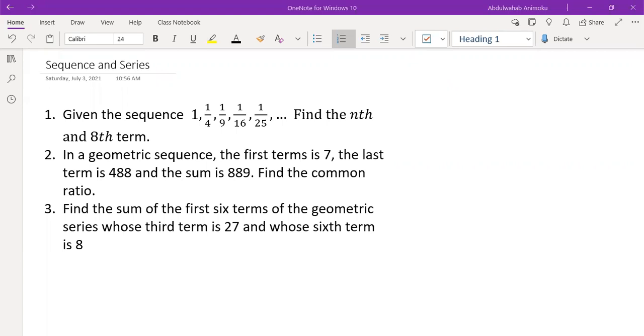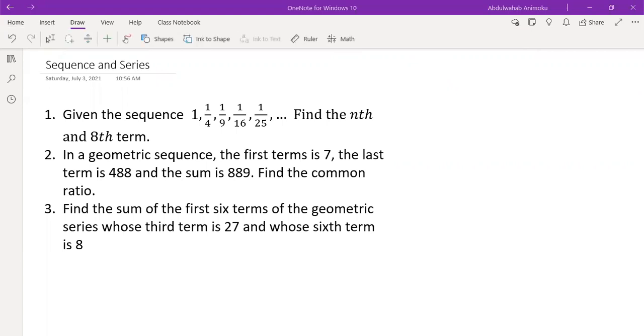In today's video, we're going to look at a couple of problems on sequences and series. So let's just get right into it. The first problem is asking us, given a sequence, to find the nth term and the eighth term of the sequence.